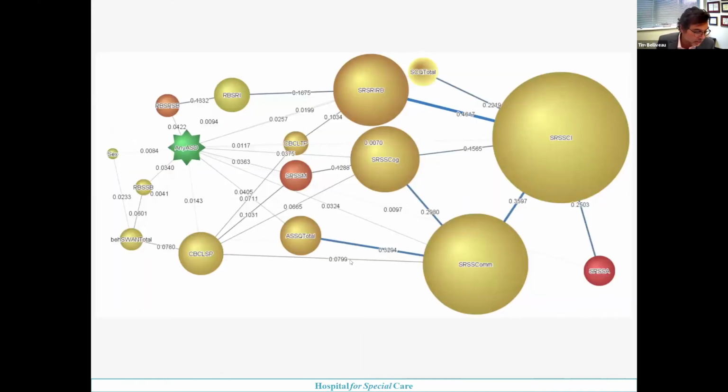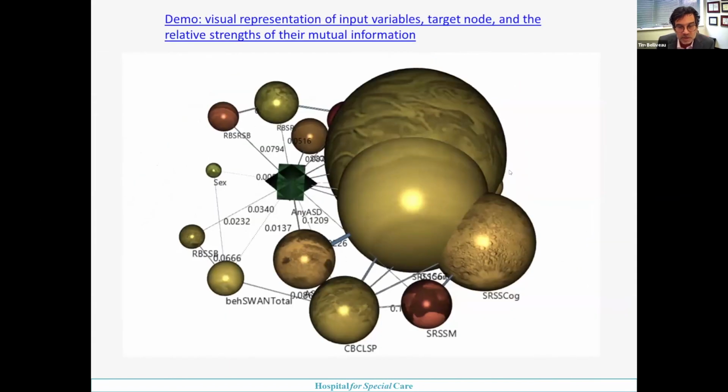So what this looks like as a visual representation of the data, these are some of the variables. The node in the center is the presence or absence of autism, and each variable is connected to the others by an arc. And here we have sort of the strength of the relationship among the input variables and how they relate to the presence or absence of autism. And this is a three-dimensional representation of what it looks like as a network, which we can physically manipulate and turn for data exploration.